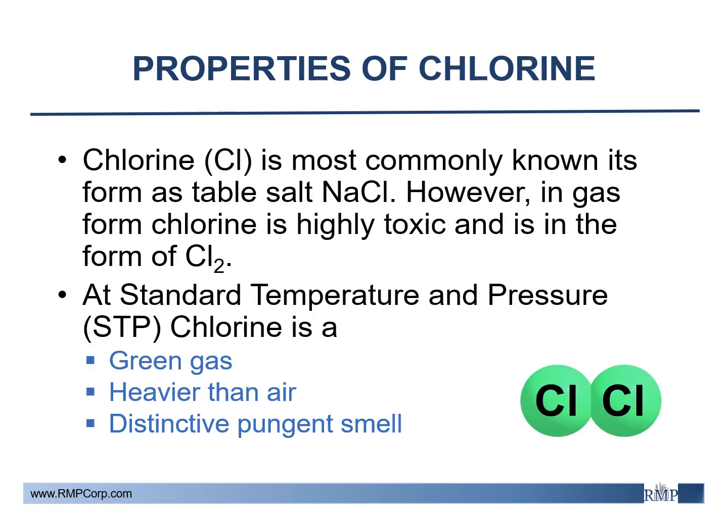We'll also cover the properties of chlorine. Chlorine, on the periodic table noted as Cl, is most commonly known in its form of table salt, NaCl. However, in its gas form, it is highly toxic and is in the form of Cl2. At standard temperature and pressure, STP, chlorine is a green gas, heavier than air, and has a distinctive pungent smell. It is always important to know the properties of the chemicals on site so that you know the hazards that may take place and how to react to them appropriately.